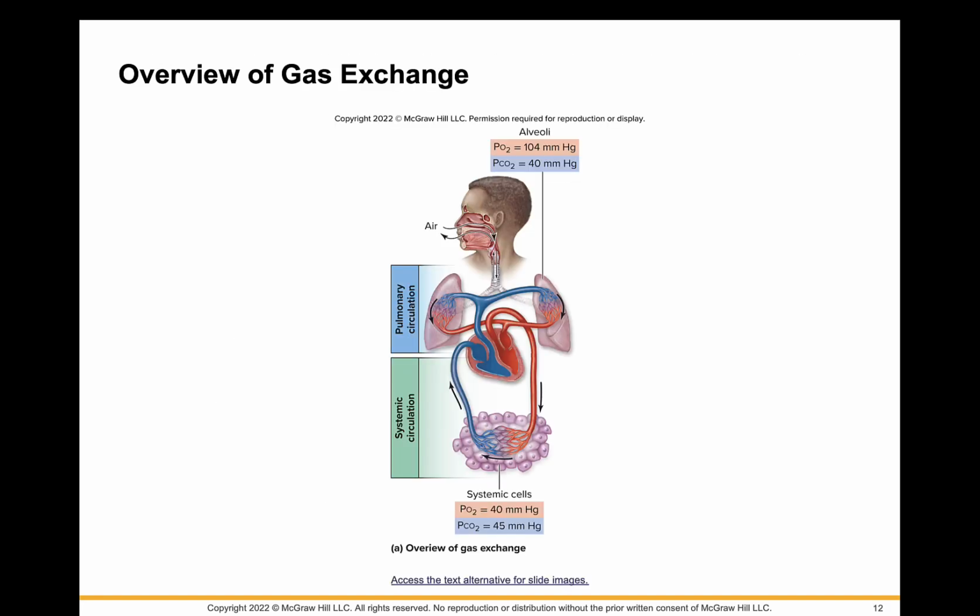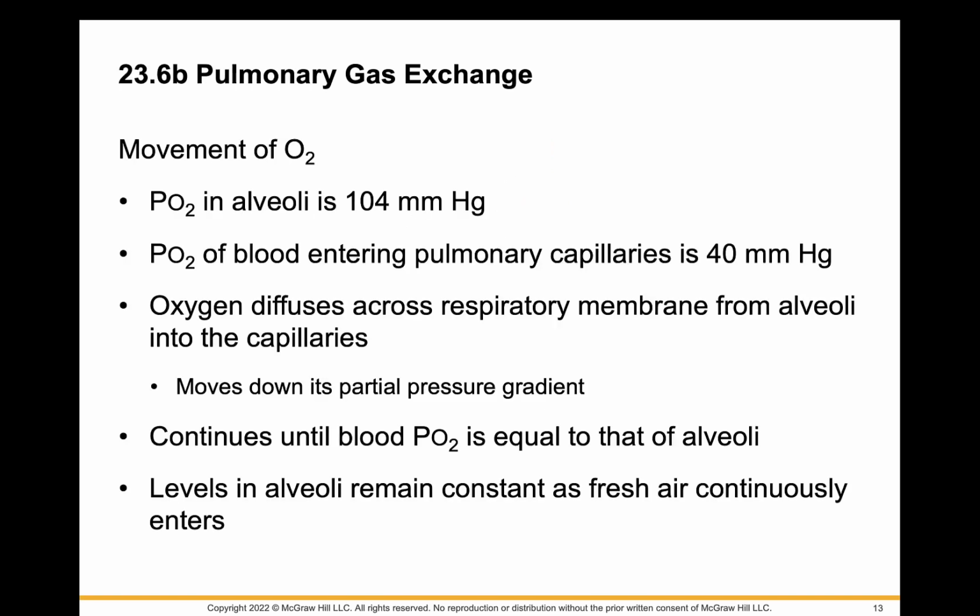Now here, this is an overview of gas exchange, and we are looking at basically tissue gas exchange or alveolar gas exchange. Once again, we're not focusing on the numbers, and we're going to look at a number of individual images to kind of go through this. These numbers are not meant to be memorized. They're being used as an example so that you can actually see the movement of gases until equilibrium is reached.